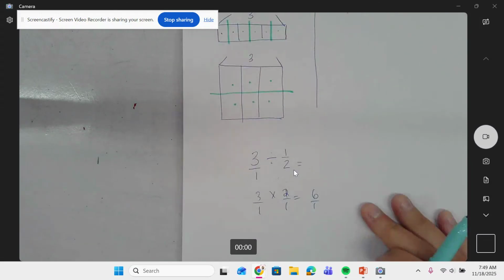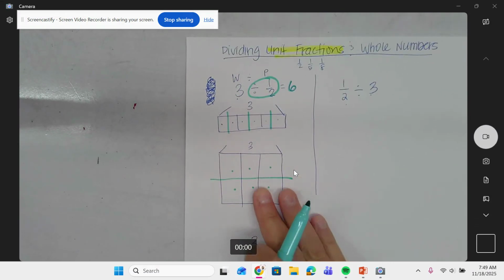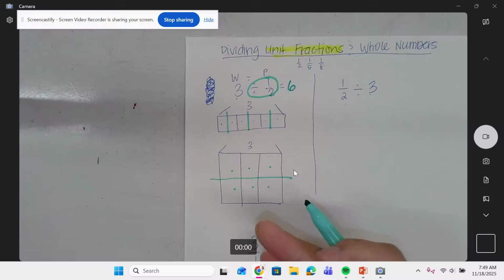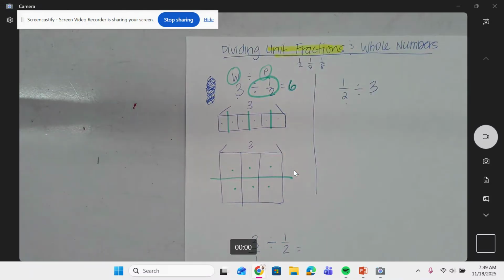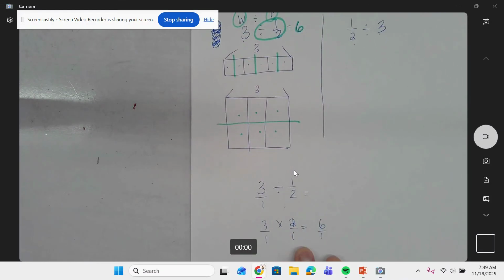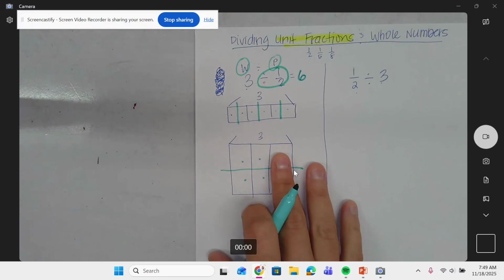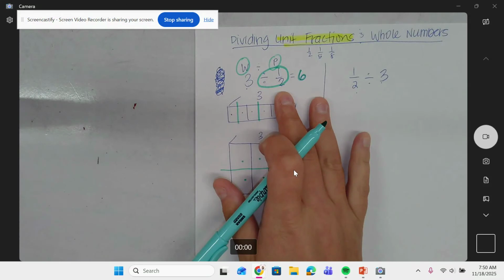Again, if you teach them keep, change, flip, this doesn't explain to them what's happening in the situation. In a real world situation, they could label what the whole was. They can label what the part is and try to make sense of what's happening. Whereas if you just teach them keep, change, flip, they don't have a strategy for a real world situation other than hoping that they pulled the right number sentence out.